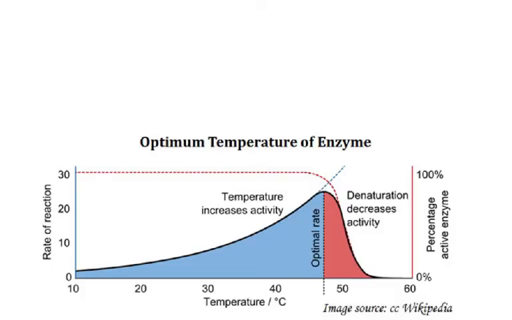Now, another graph showing the same optimum temperature of enzyme. You're saying that the temperature increases activity, that denaturation decreases activity, and how the rate of reaction is on this side, and you have the percentage activity of the enzyme on this side. So the optimum temperature of the enzyme, you can see here, is between 10 to 47, and then after that it's starting to decrease.